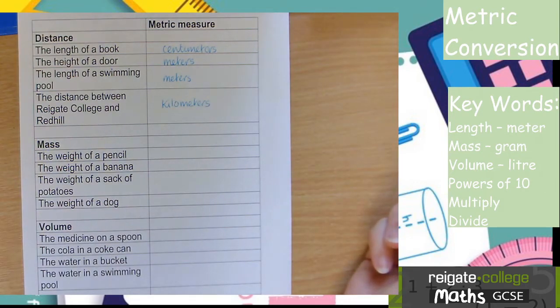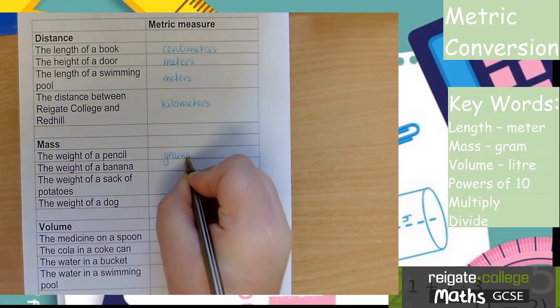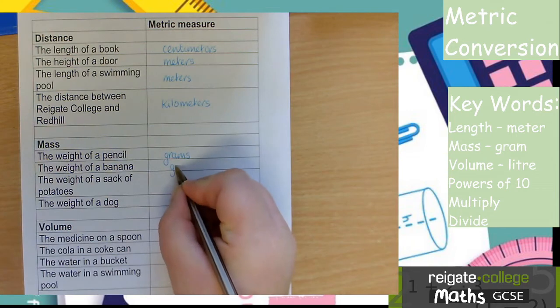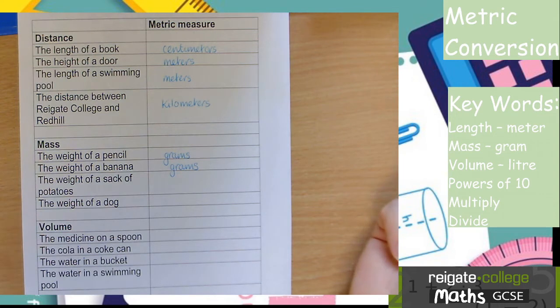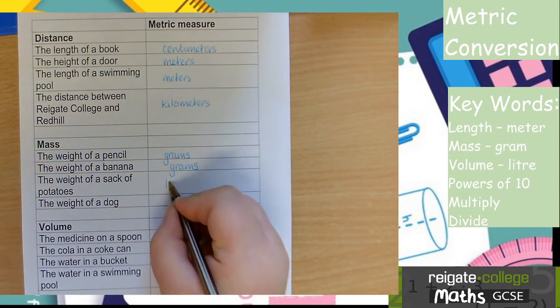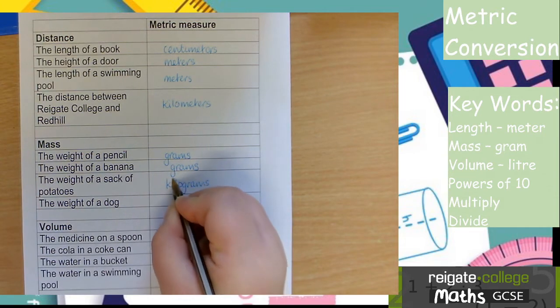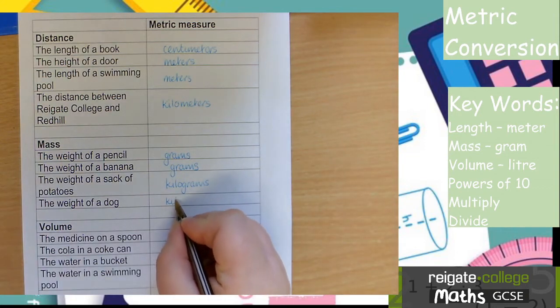Now looking at weight. If I were to think of the weight of a pencil, I would measure that in grams. If I were to go to the supermarket measuring a banana, that also I would measure in grams. However, if I were to pick up a sack of potatoes, I would measure that in kilograms. I would also measure a dog in kilograms.